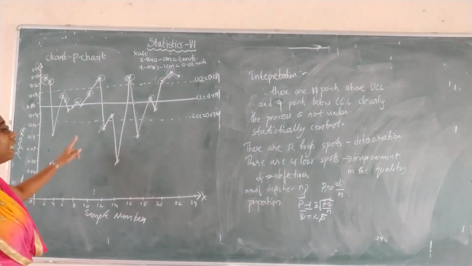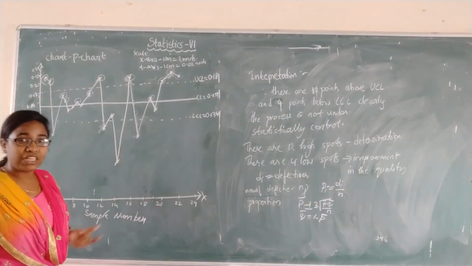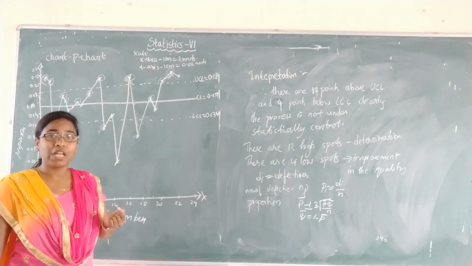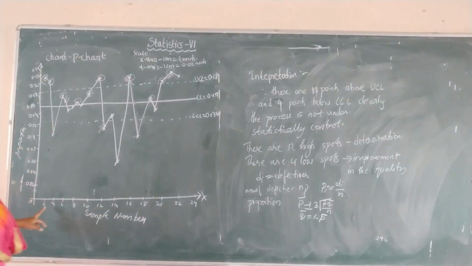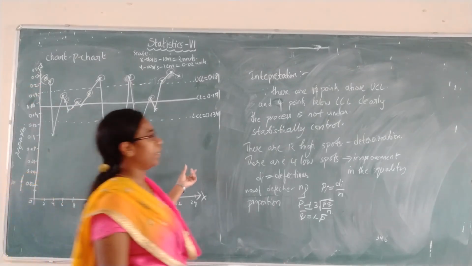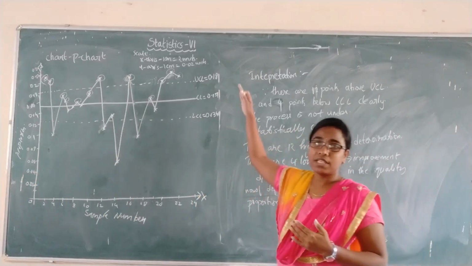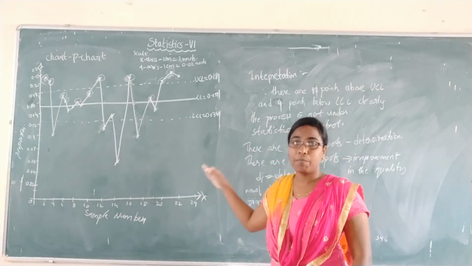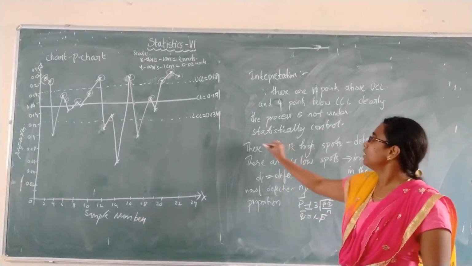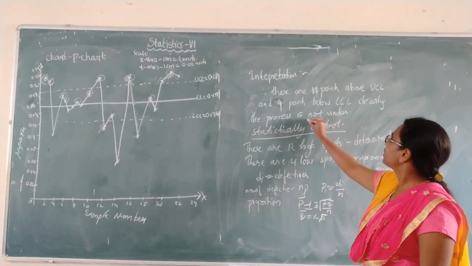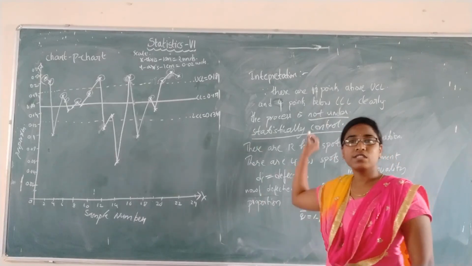After that, the PI values. Since it is a P chart, only the P values should be plotted. So for the corresponding samples, you have to find the P values. Those P values you will be plotting on the graph and make an interpretation. In this case, many points are above UCL and some points are below LCL. So the process is not statistically under control. So it is not under control.